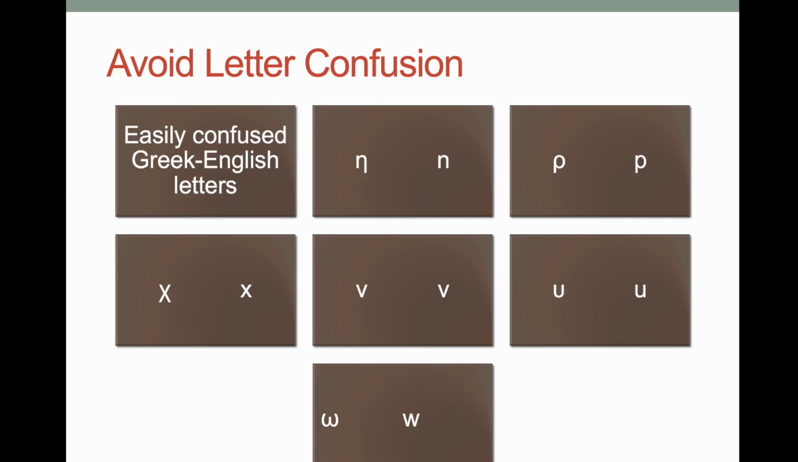And don't confuse Greek letters with English letters that look similar. They will be different. They'll make different sounds. For instance, don't confuse an eta with our letter N, or a rho with our letter P, or a chi with our letter X, or a nu with our letter V, or an upsilon with the letter U, although they make similar sounds. Finally, don't confuse an omega with our letter W.